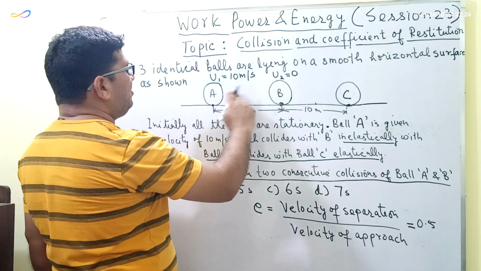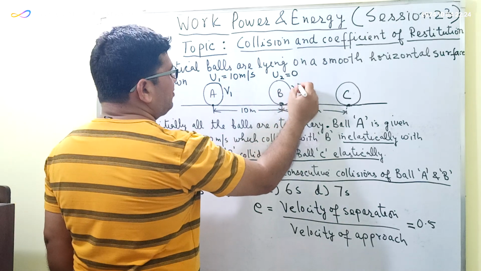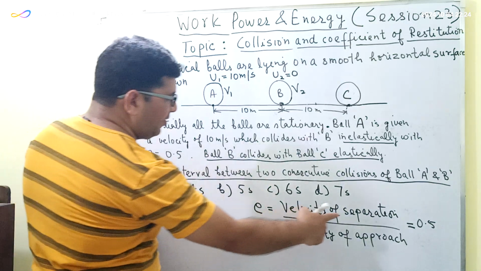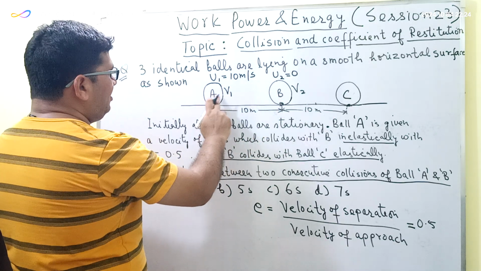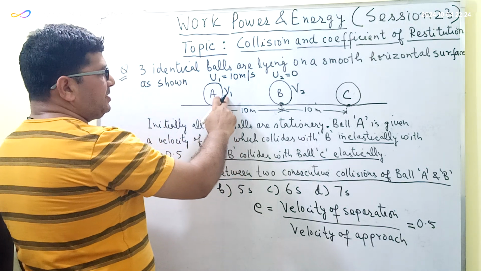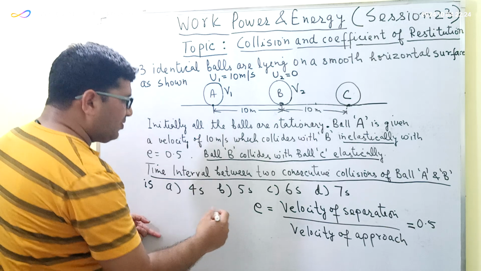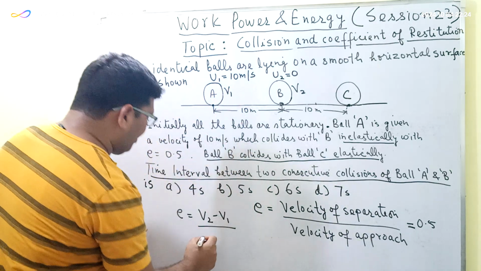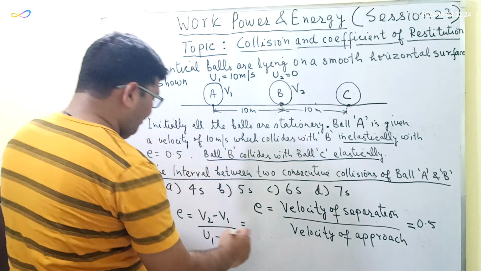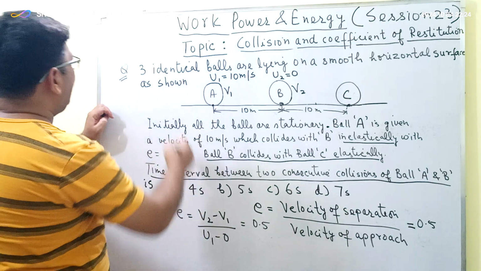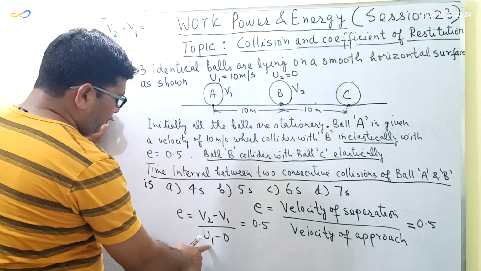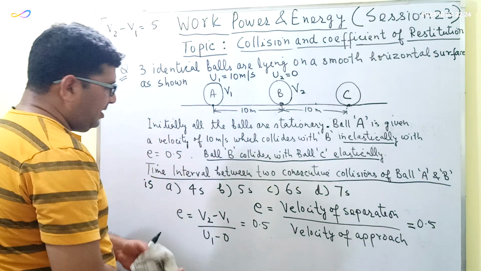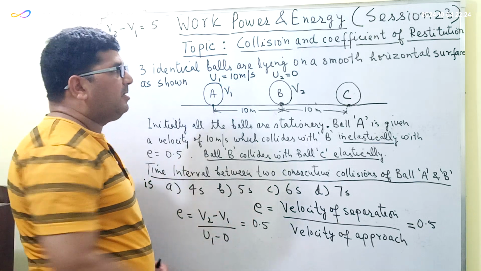Let us say the velocity of ball A after the collision is v1, and the velocity of ball B after the collision is v2. So the coefficient of restitution e is equal to the velocity of separation, v2 minus v1, divided by the velocity of approach, which is u1 minus 0. So v2 minus v1 divided by u1 is equal to 0.5. From this I get one relation: v2 minus v1 equals 10 into 0.5, which is 5. This is the first equation which I have got with the help of the equation for the coefficient of restitution.